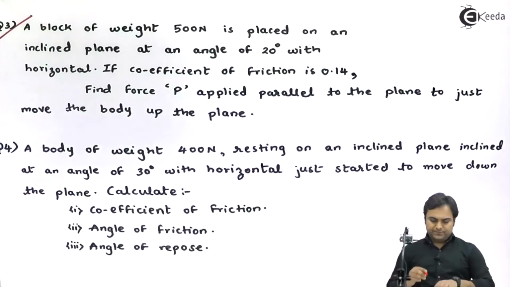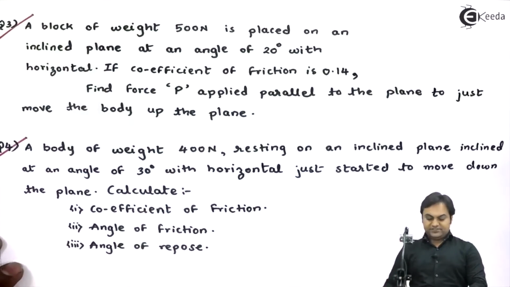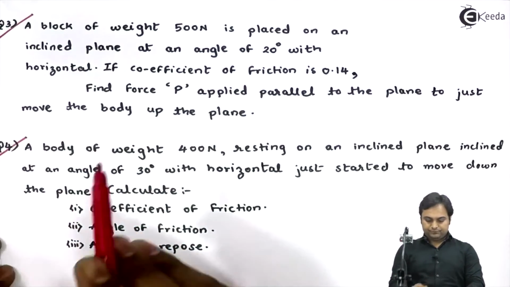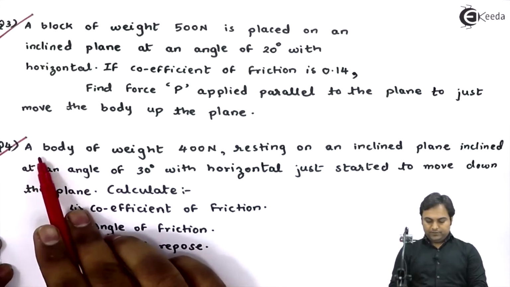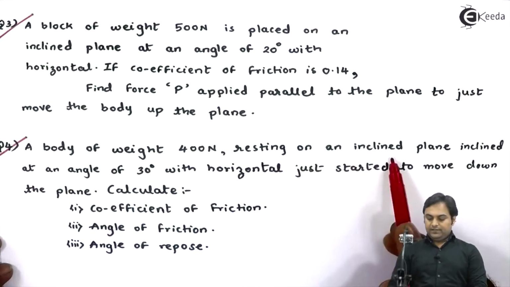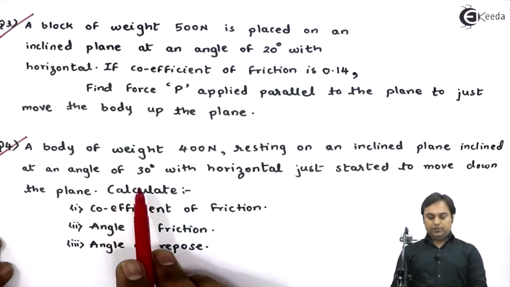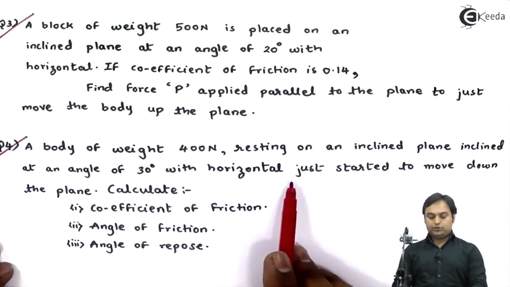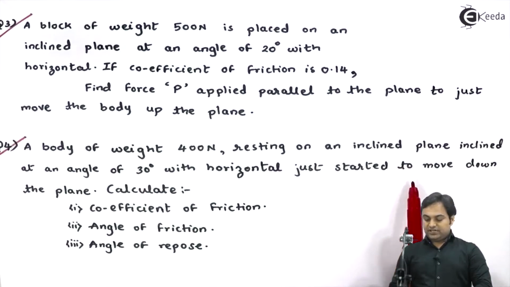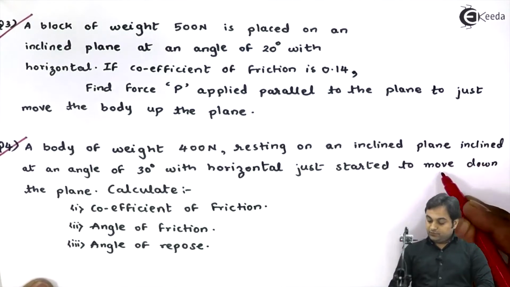Let us take the next question. Question number 4. Let's read what is given here. A body of weight 400 Newton resting on an inclined plane, inclined at an angle of 30 degree with horizontal, just started to move down the plane. That is the condition. It is moving down the plane.